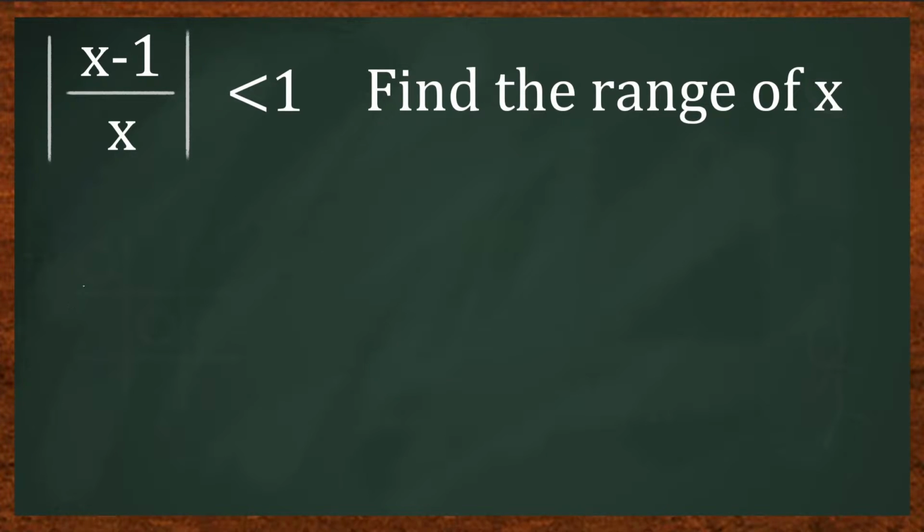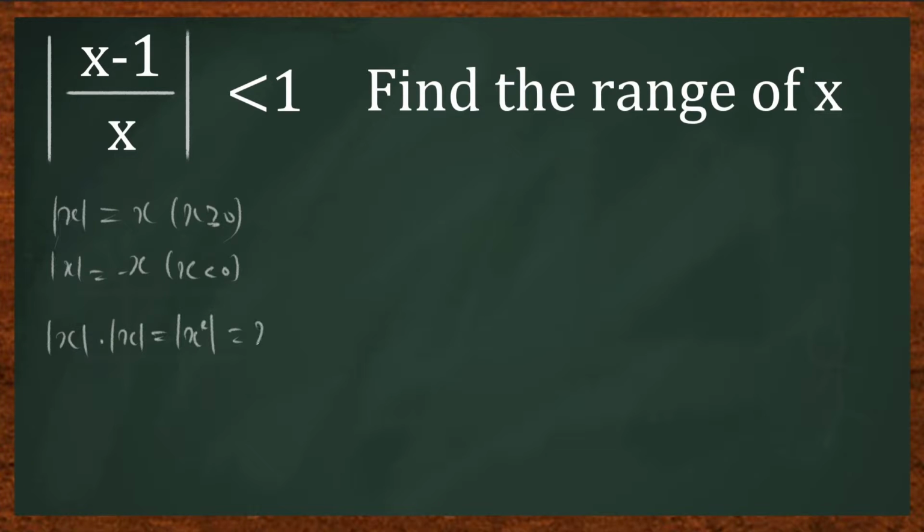Before solving this, let's think a little bit about the absolute function. The absolute value of x can be x when x is greater than 0, and the absolute value of x can be minus x when x is less than 0. When x is greater than or equal to 0, the absolute value of x times the absolute value of x is equal to the absolute value of x squared, which is equal to x squared.